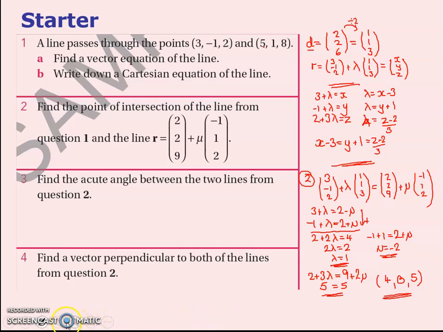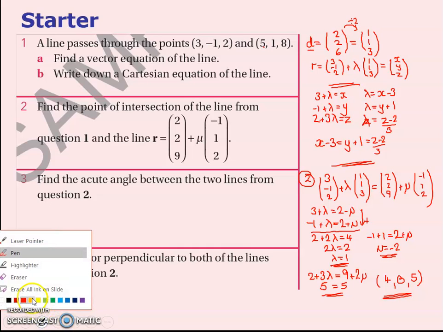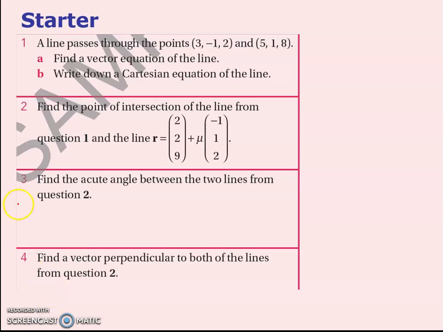So you can see this has taken a long time because this is quite tricky maths that we've done in the past. So this is just meant to be at the moment a little reminder of what things we've done in the past. Let me just erase everything on that slide. Question 3, find the acute angle between the two lines.